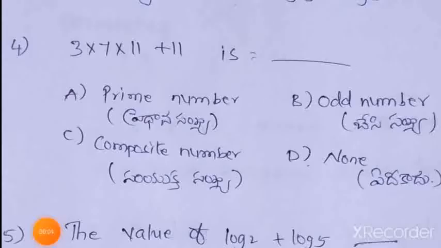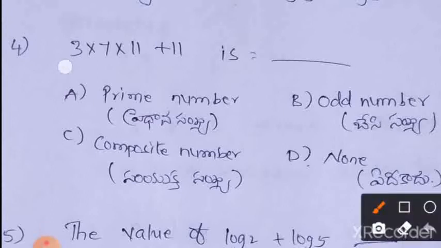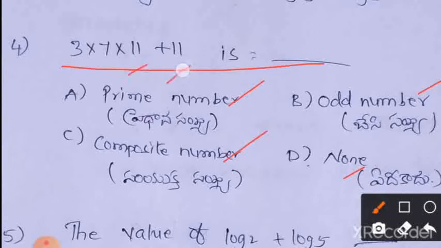Okay, now we are in the fourth sum. 3 into 7 into 11 plus 11: which number is this? Is it a prime number, odd number, composite number, or none? How can we find it? See here, once you observe, here 11 and here also 11. So I think 11 is one of the factors of this number. 11 is common in both terms. That's why 11 is one of the factors.